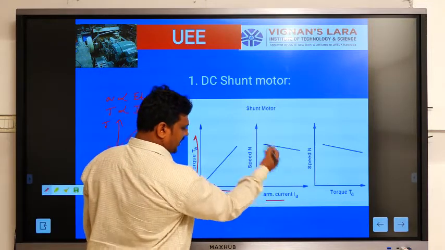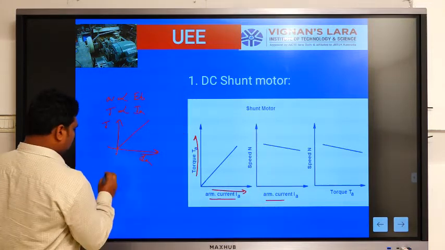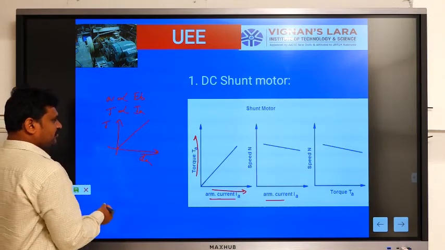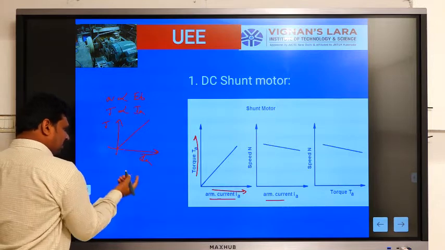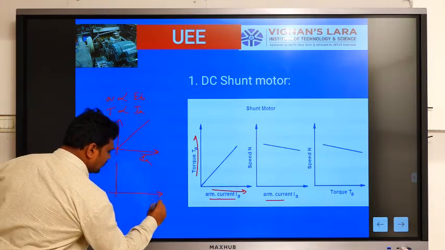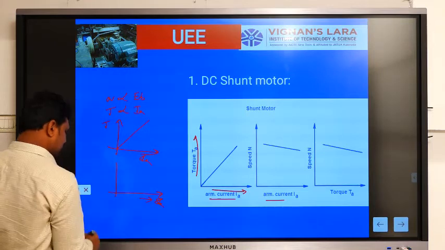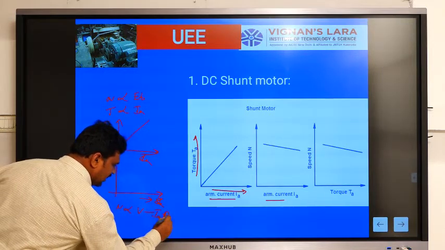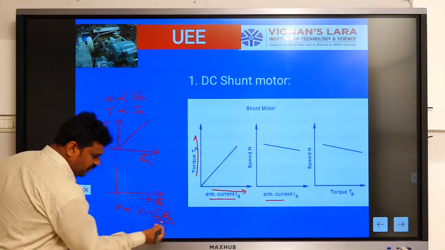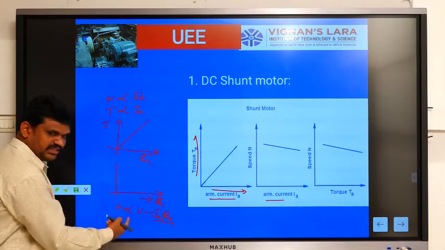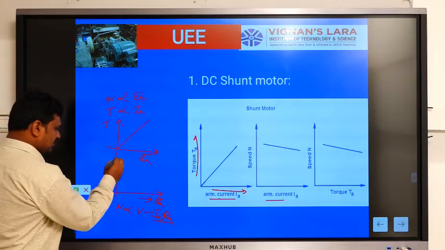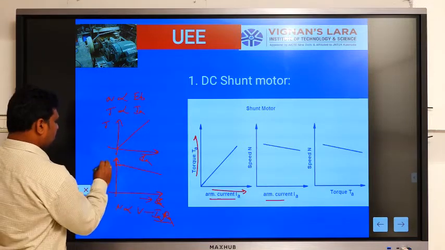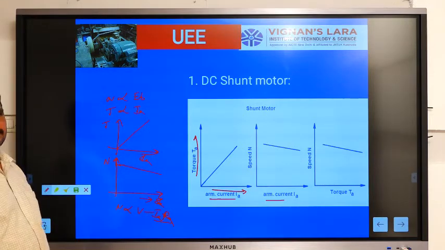Next, another characteristic: speed versus armature current. When the armature current increases, N is proportional to V minus IARA. Now this IARA drop will increase, so the resultant will decrease. Now the speed will be decreased. These are the dropping characteristics.